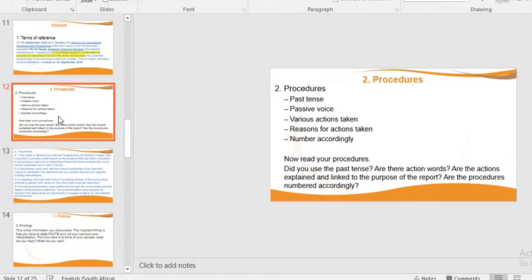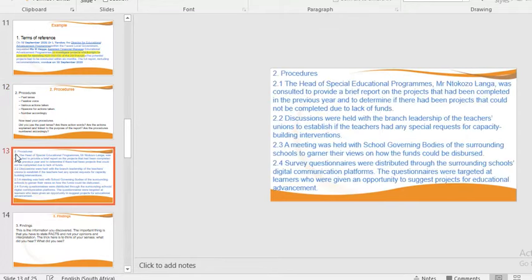Looking at that, here you choose what kind of procedures that you want. I think this one is a consultation. 2.1 is a consultation. Number 2 is discussions. Number 3 it's a meeting. Number 4 it's a survey questionnaires. Or you can even say it's questionnaires.